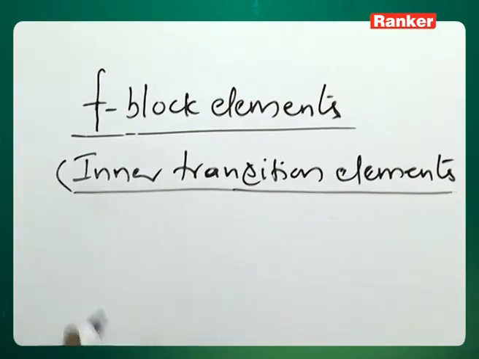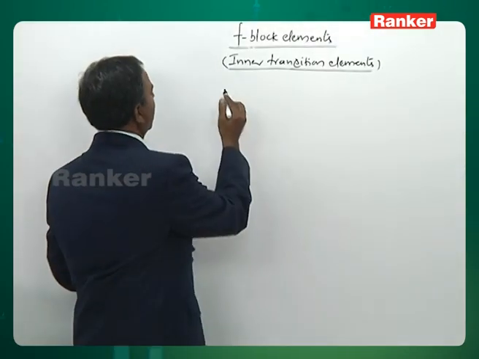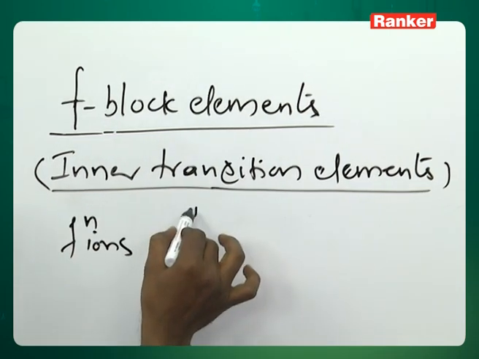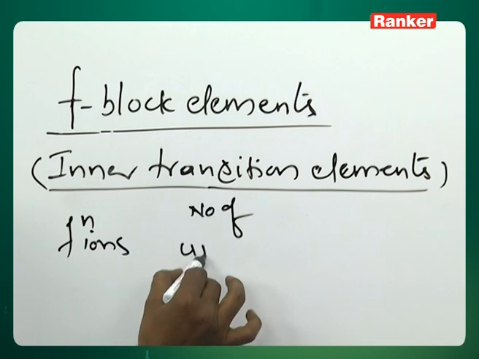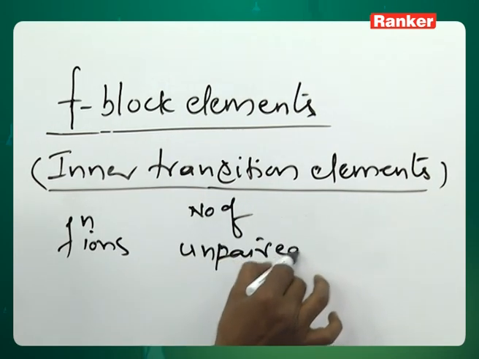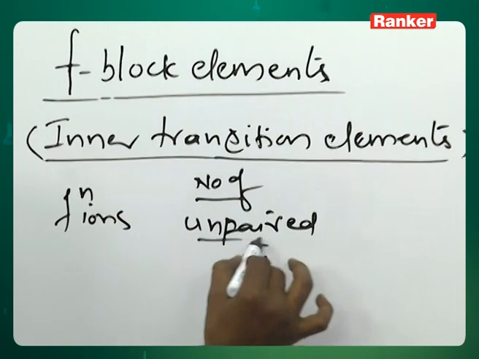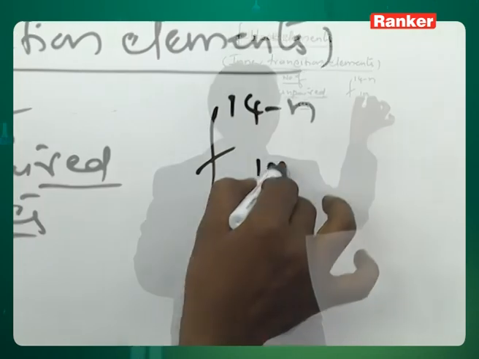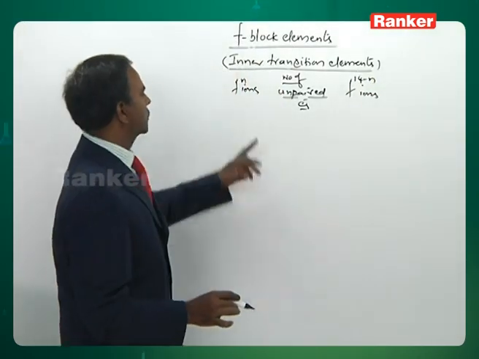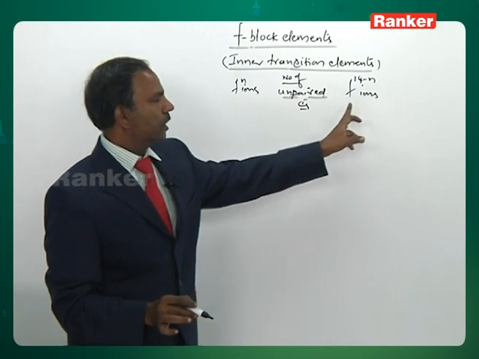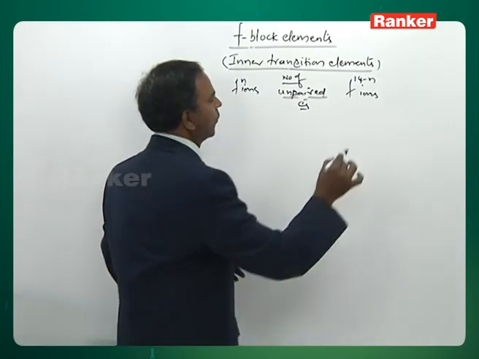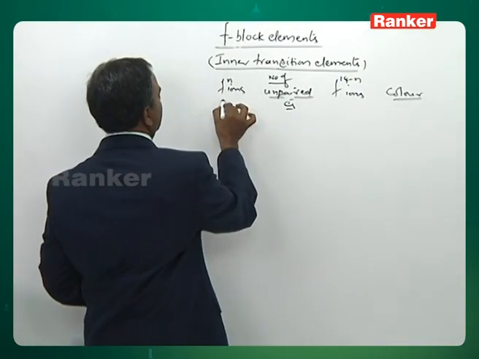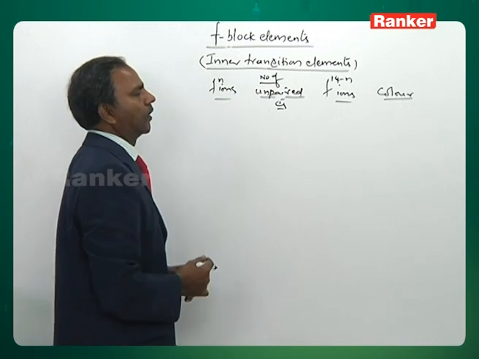Let me make a table of all the 14 lanthanides into 7 pairs. Let us make the columns: fn ions, number of unpaired electrons, and f14-n ions, number of unpaired electrons. Let me make one more column. What is the color of these pairs? So fn ions, f14-n ions, and color.